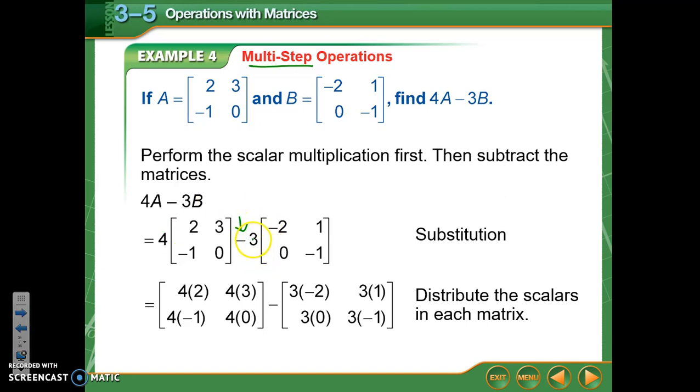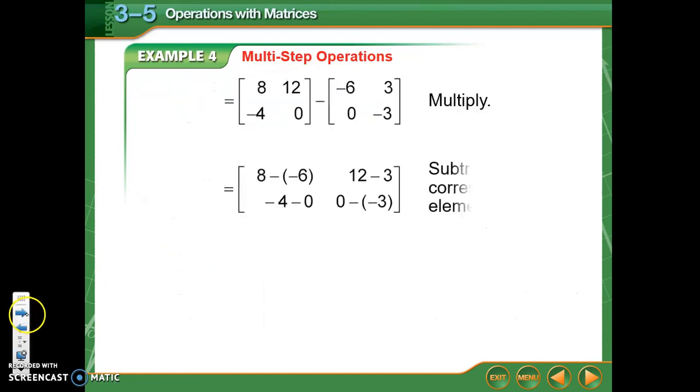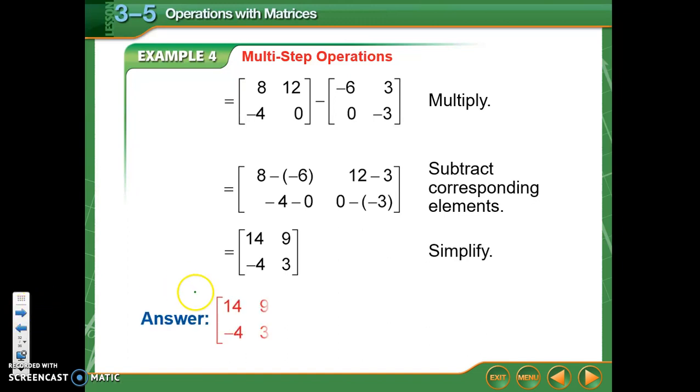So notice, be careful here. What they did here was they distributed the 3 and they left the negative, or the subtraction, between my two matrices. If you distribute the negative 3, you would have to change this to addition because you're only going to use the negative once. So you distribute, simplify, and then you do your subtraction. 8 minus negative 6, 12 minus 3, and so on. And we get our final matrix of 14, 9, negative 4, 3.